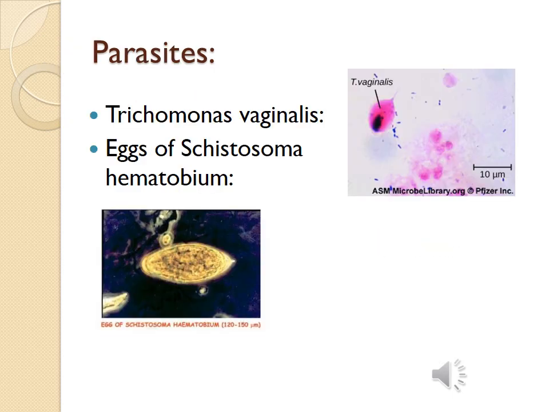The last structure which can be seen in urine is parasites. Which parasites can we see in urine? We can see Trichomonas vaginalis in female patients, and we can also see eggs of Schistosoma haematobium. And this is their picture, how they look under the microscope.